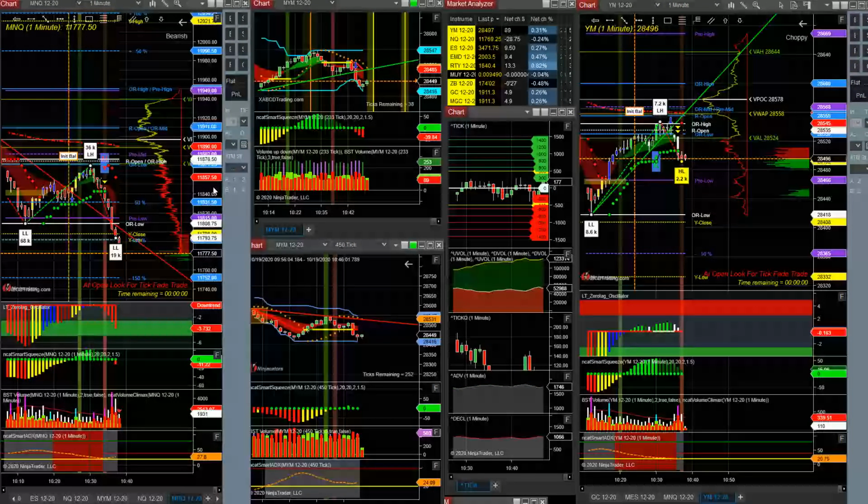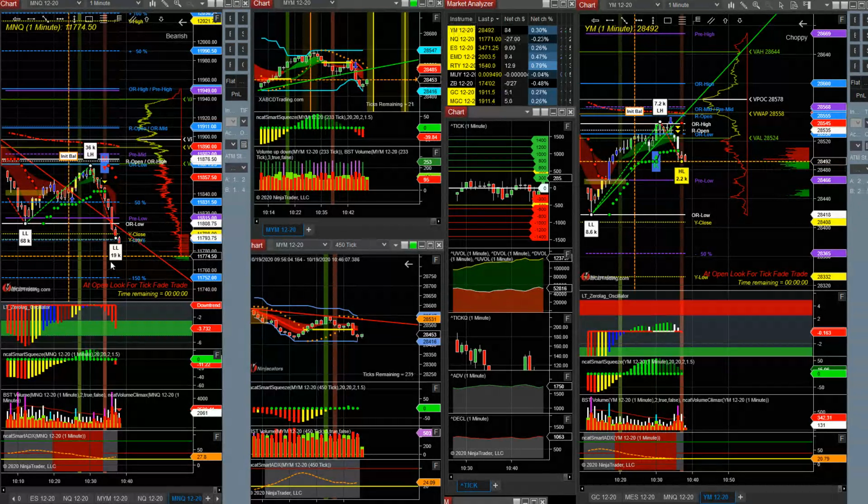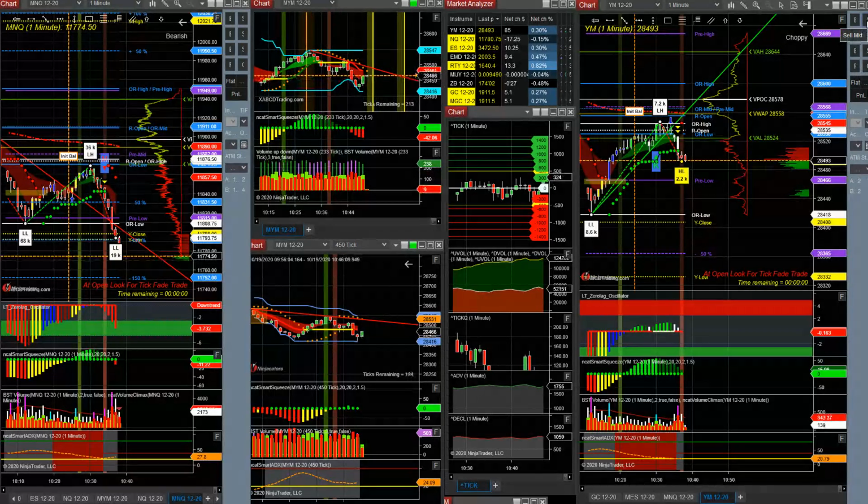Look at the NQ. It just continued to fail. Break below yesterday's close and it just keeps going down. So let's take an entry here. We sell one YM here. Order submitted. Order filled.